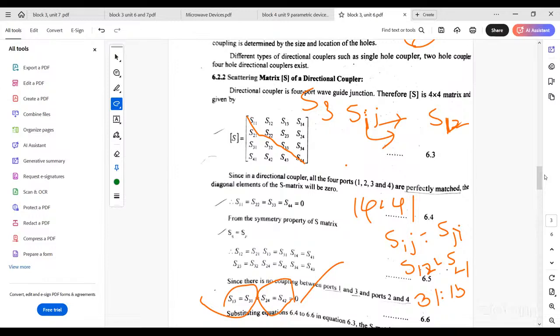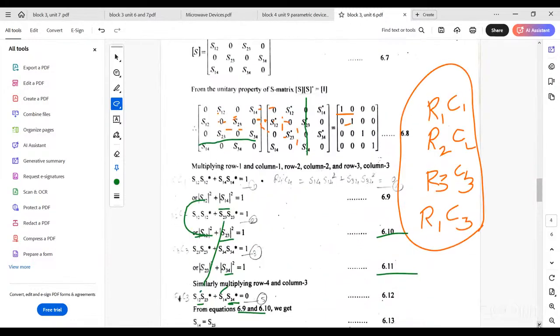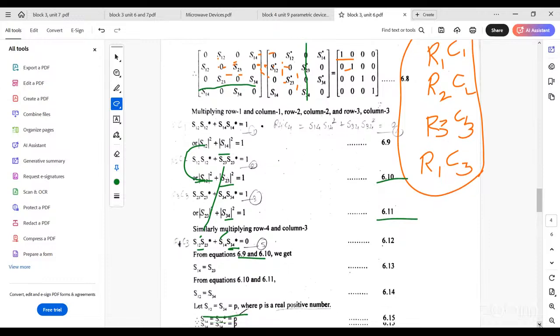To this matrix, I am taking the complex conjugate and equating to which one? The identity matrix. And make R1C1, R2C2, R3C3, R1C3 after the complex conjugate, and form a final matrix. This is the final matrix in terms of P and Q. This is about the directional coupler.